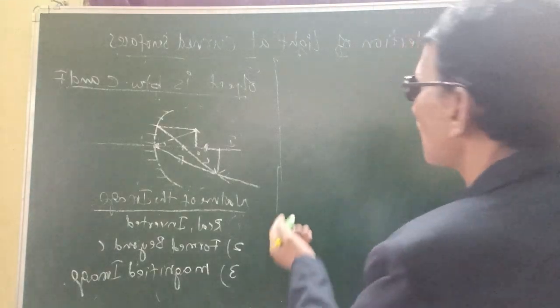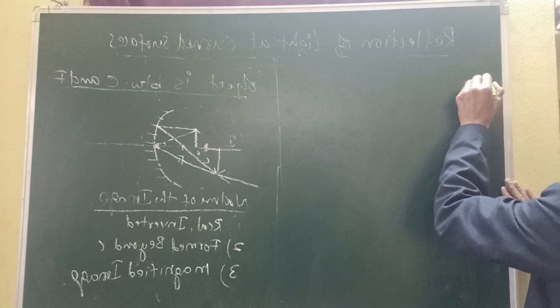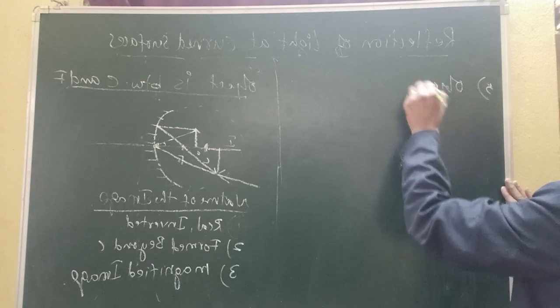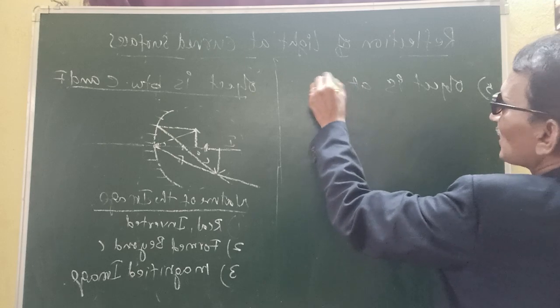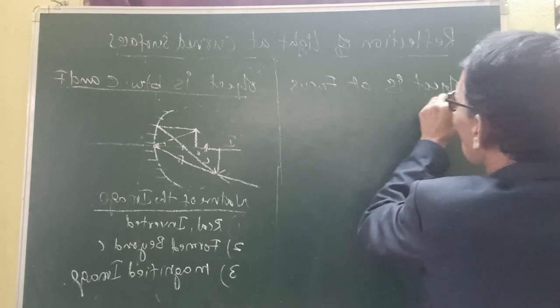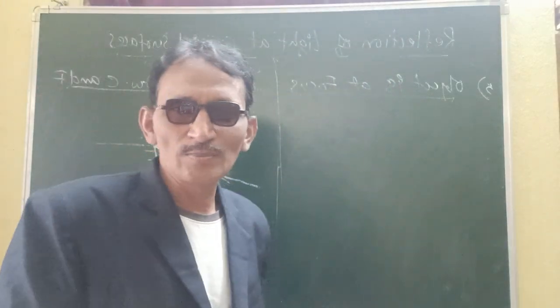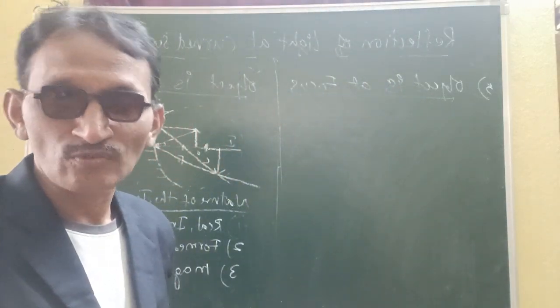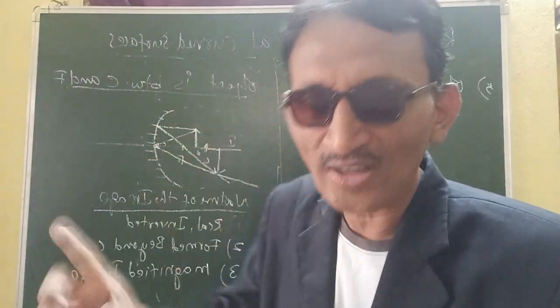Okay, now let us see the object is at focus. This is condition number 5. Object is at focus. Now the condition is object is at focus. Where will be the image? What is the nature of the image? What is the position of the image? Questions may be asked in different ways, but the answer is only one.